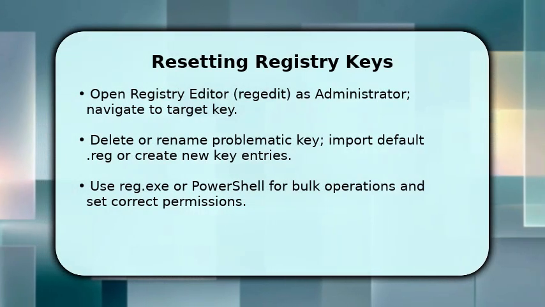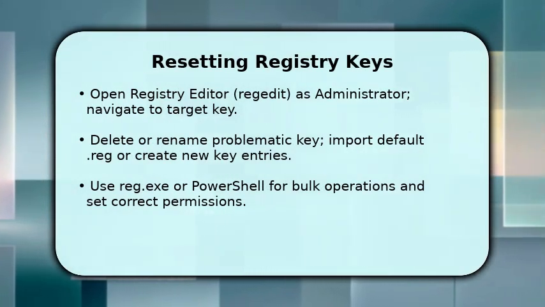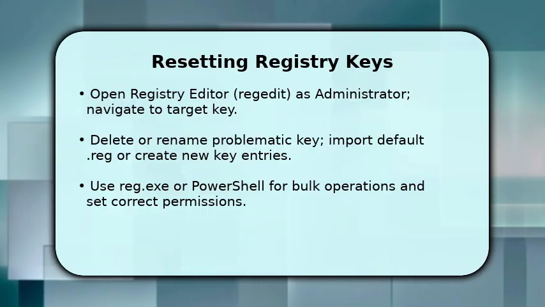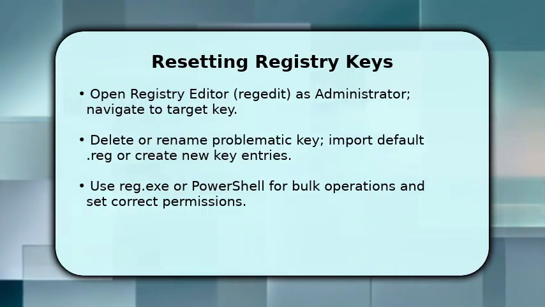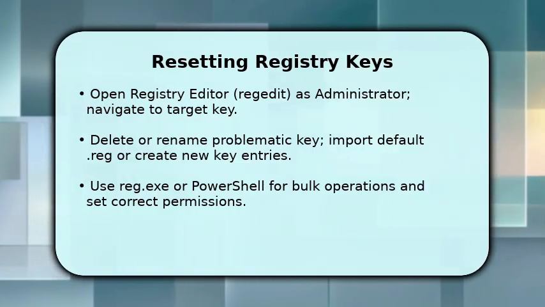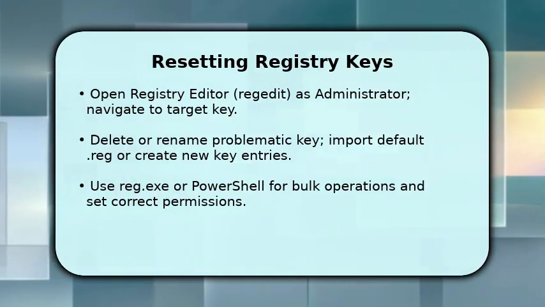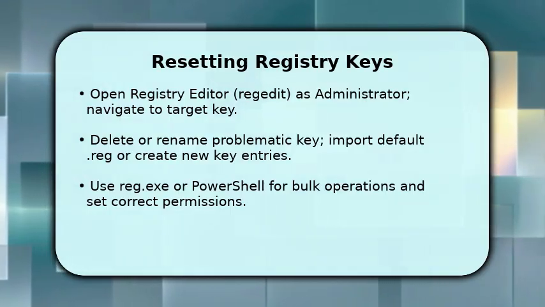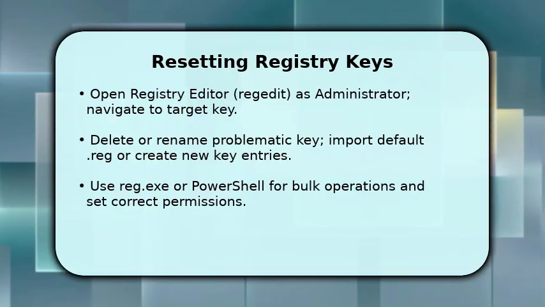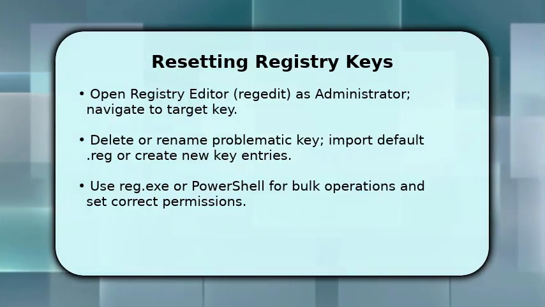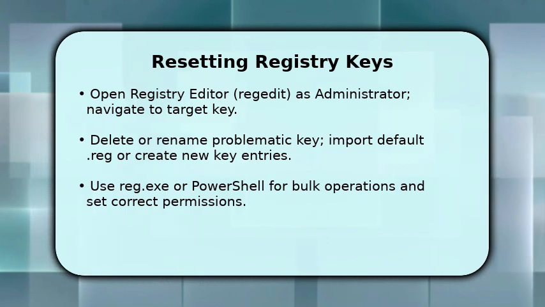Open Regedit as administrator and navigate to the specific key you intend to default. If a key is corrupted, either rename it by appending "old" or export and then delete it so Windows can recreate defaults. Alternatively, import a clean .reg file you prepared. For multiple keys or automation, use reg.exe or PowerShell import modules and scripts to apply defaults and then fix permissions using the Security tab. This ensures services and apps can read the restored values.